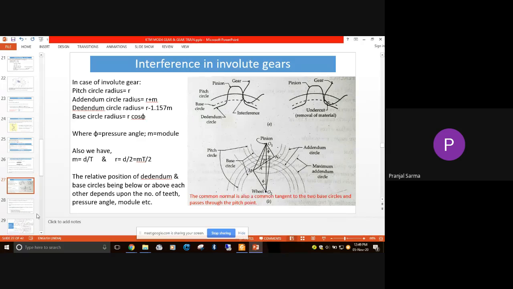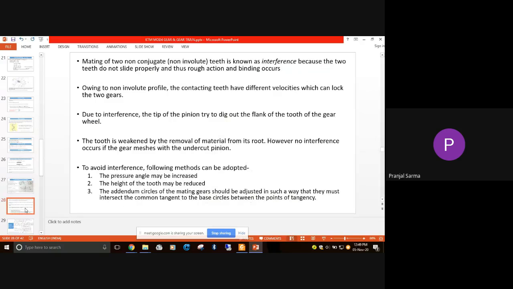Okay, understood? So this undercutting and interference is a kind of problem. Here something similar is written. The meeting of two non-conjugate and non-involute teeth is known as interference, because the two teeth do not slide properly, and thus there is very rough action and sometimes binding between the two gears, something like welding, because of the very high level of friction generated.